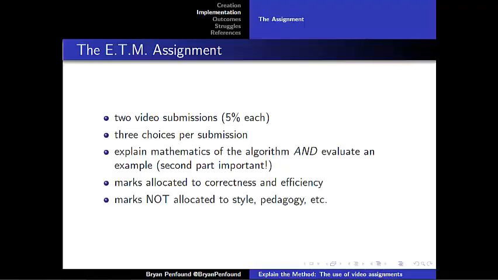Because this was a math content course, I wasn't necessarily looking at things like style or pedagogy. I didn't care whether or not they had good teacher voices, for example, or whether or not they were using an app on their tablet, or whether or not they were standing at a blackboard explaining. None of that was taken into consideration for the assignments.